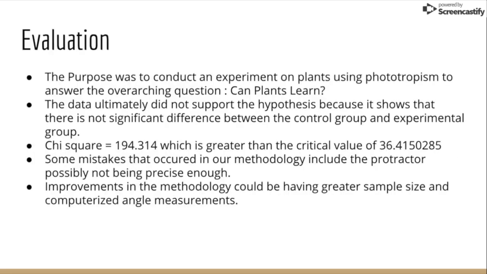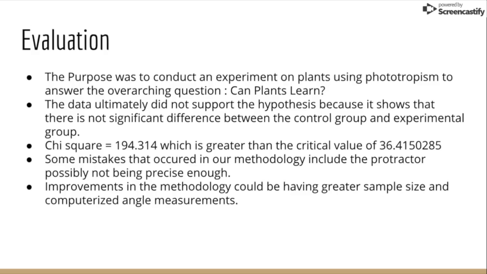The purpose of this investigation was to conduct an experiment on plants using phototropism to answer the overarching question: can plants learn? The hypothesis inferred that if the experimental plants are conditioned to grow towards a perpendicular light, then their angle will be significantly different from that of the control plants grown directly under a light source. The data ultimately did not support the hypothesis because it shows that there is no significant difference between the control group and the experimental group.